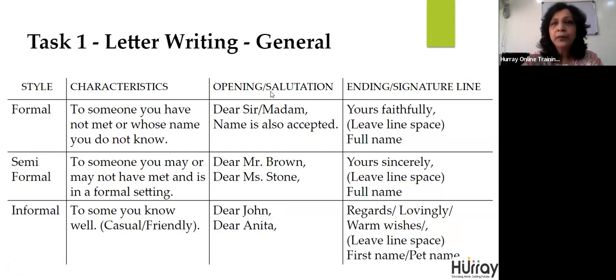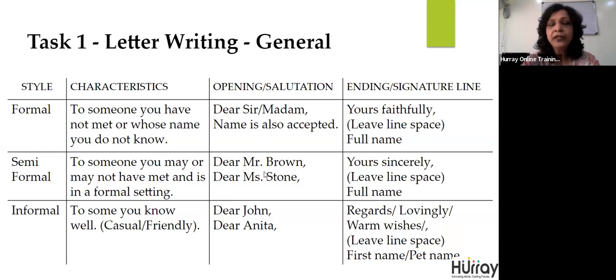Now, the beginning of the letter should start off with a salutation or opening. The opening of the salutation for the formal letter would start off with "Dear Sir / Madam," or you can write "Dear Sir" or "Madam." If you know the name of the person, you could write the person's name with the title and the last name. So you should write Dear Mr. and the last name, or Mrs. last name, or Miss last name.